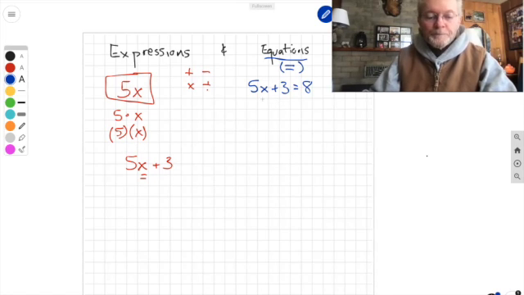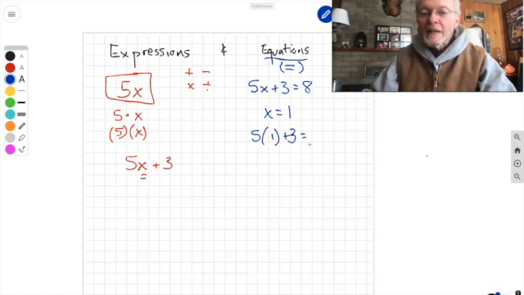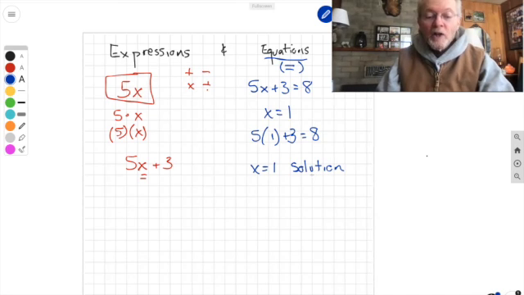So in this case, now there's only one possible value for the variable x that would make this equation true. And that would be x is equal to 1. If x is equal to 1, we would have 5 times 1 plus 3, which is exactly 8. So in this case, x equal to 1 is called the solution to the equation. In upcoming videos, I'll show you how to go about solving lots of different kinds of equations.